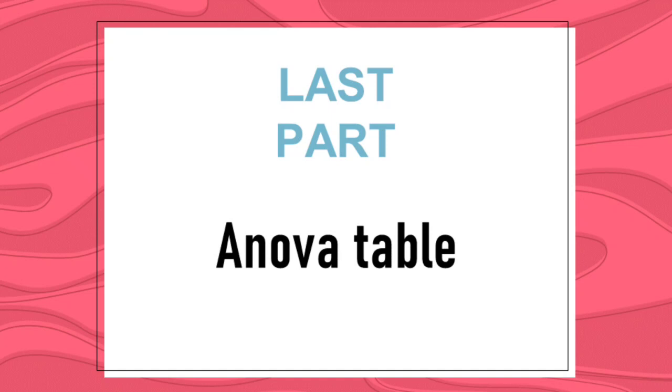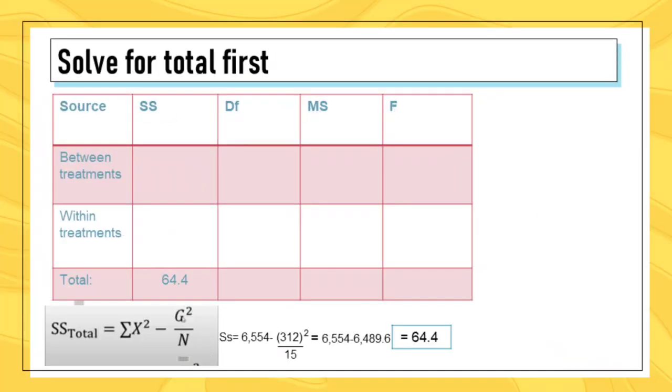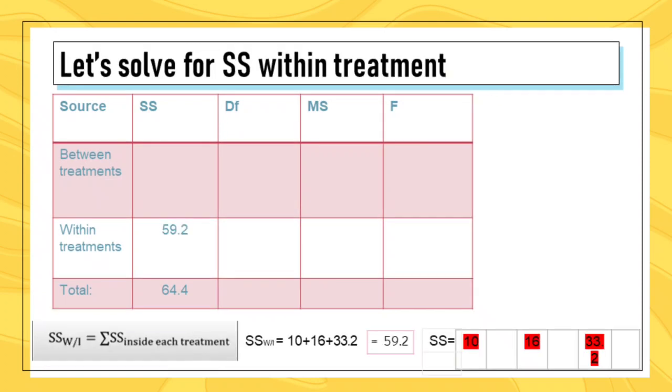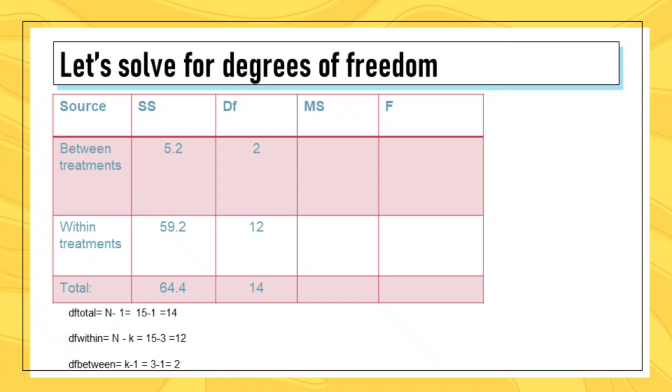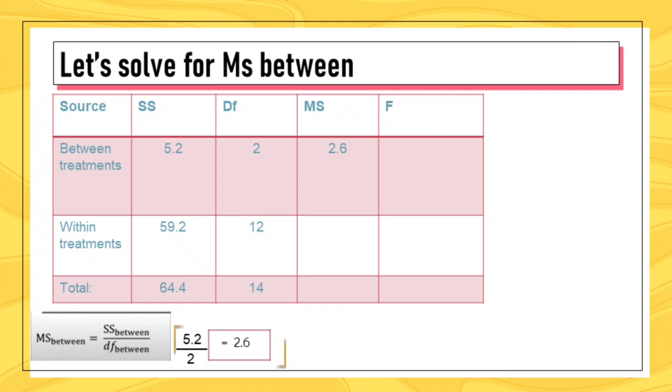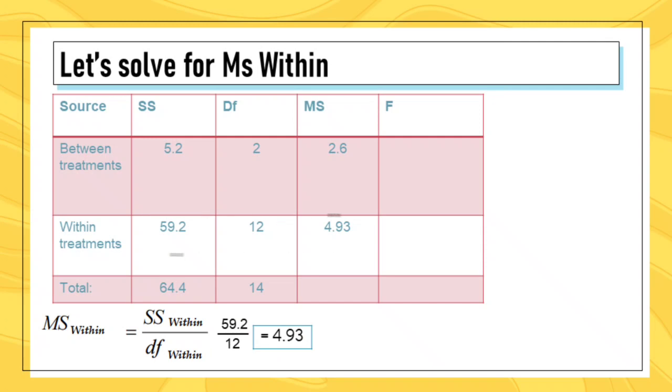Last part, the ANOVA table. Just follow it to get the answer. We need to add all the SS, and then we already have an answer for within treatment. Follow the formula. Mary explained it also earlier, so we have 2, 12, and 14. 5.2 divided by 2 is equal to 2.6. 59.2 divided by 12, and the answer is 4.93.